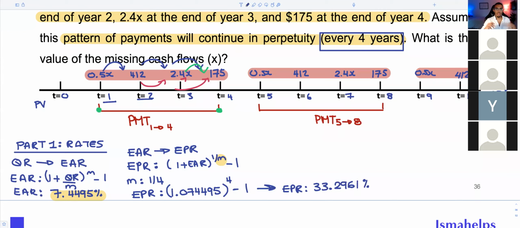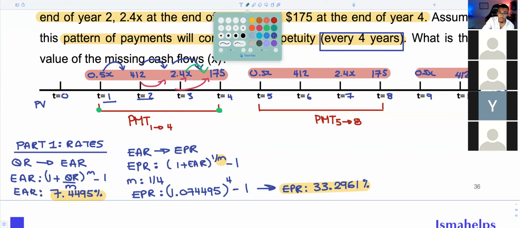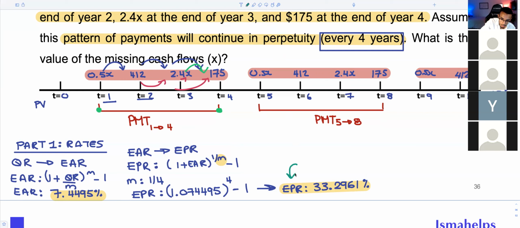Okay, so we got that out of the way. Now we know what's our effective annual rate and we know what's our effective periodic rate. This is a very important piece that we got right here because that's essentially the K that we're going to plug into our formula. That's very solid. Congrats for getting that. This is the K for our formula to solve for X. So this is awesome.